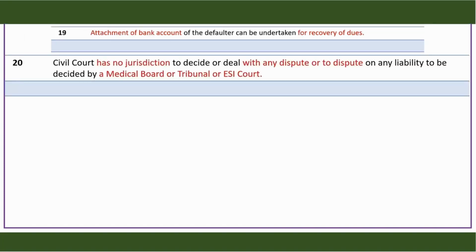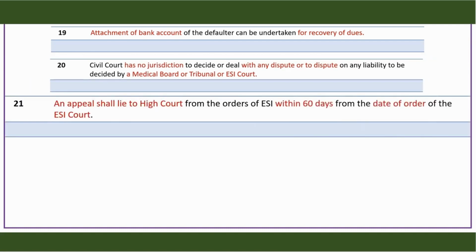There are three authorities under the ESI Act: ESI Court, Tribunal and Medical Board, and because of these institutions which are established for fast tracking the cases, Civil Court has no jurisdiction on any dispute or disputes on liabilities which are decided by any of these three authorities. However, on any orders of the ESI Court, appeal shall lie to the High Court, but it has to be filed within 60 days of the date of order of the ESI Court.